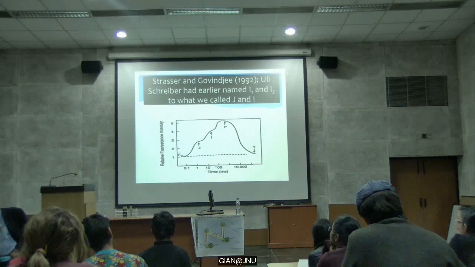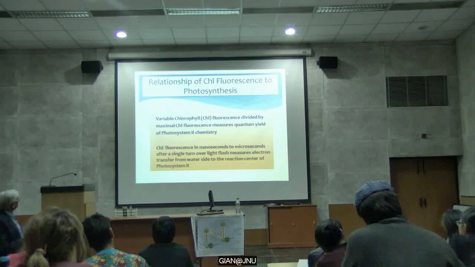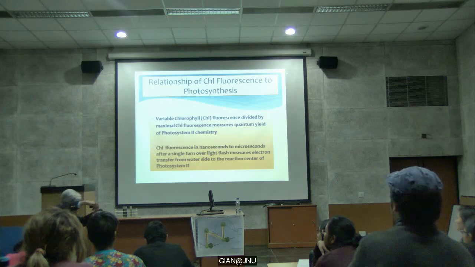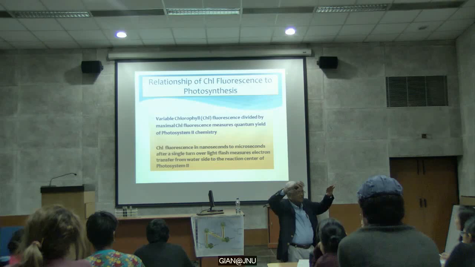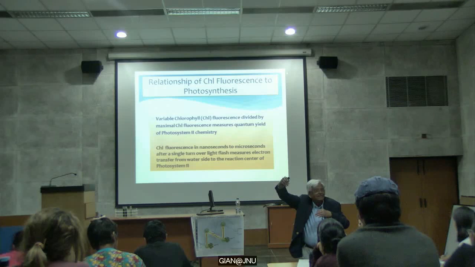And so at F0 we have both. So if you divide the variable portion, so we call it variable F. Fv variable, which is equal to Fm minus F0. Okay, are you with me? Just subtract. And you divide by the maximum fluorescence. So Fv divided by Fm, which is the peak. That is interesting because that seems to measure the quantum yield of photosystem 2.